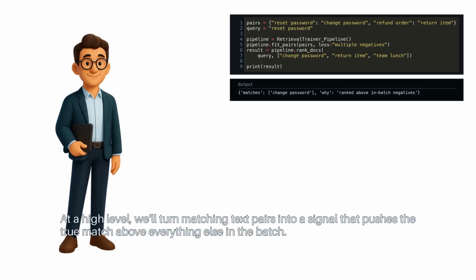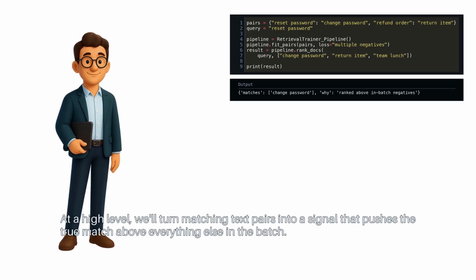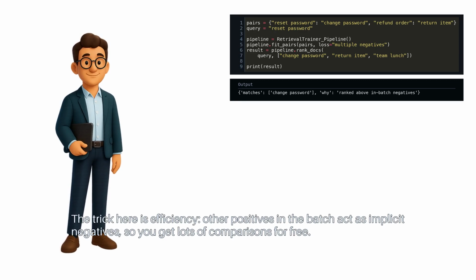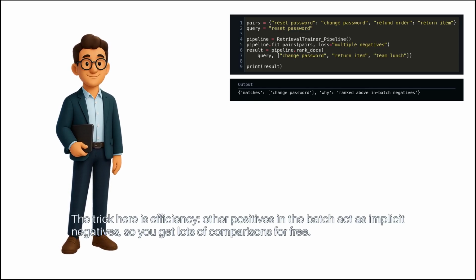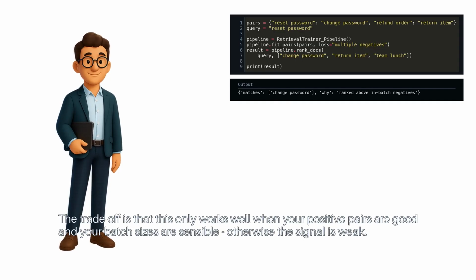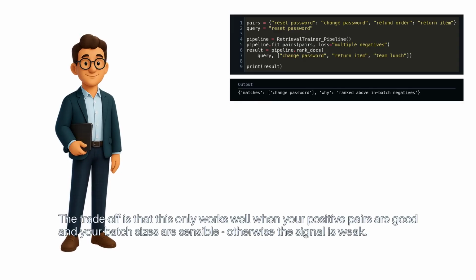At a high level, we'll turn matching text pairs into a signal that pushes the true match above everything else in the batch. The trick here is efficiency. Other positives in the batch act as implicit negatives, so you get lots of comparisons for free. The trade-off is that this only works well when your positive pairs are good and your batch sizes are sensible. Otherwise, the signal is weak.